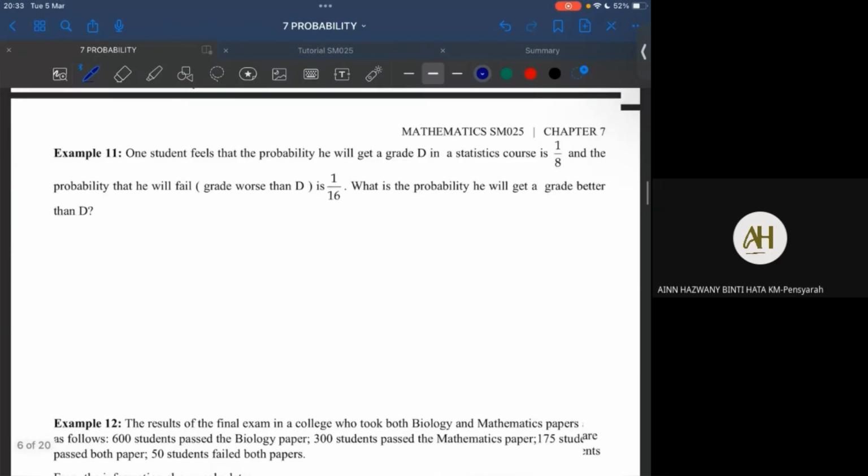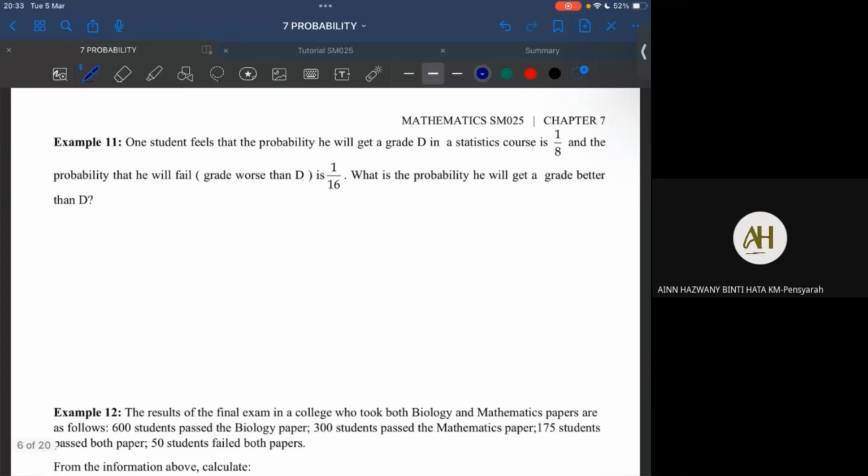Let's see. Question 11. One student feels that the probability he will get a grade D in statistic course is 1 over 8. Terus tulis, probability he will get grade D is equals to 1 over 8. And the probability that he will fail, which is worse than D, is 1 over 16. Kita tulis P(fail) is equals to 1 over 16. And we obviously know that that student cannot get D and F at the same time. For statistic, dia tak boleh dapat D dan F. Satu je lah grade, mana boleh dapat 2 grade.